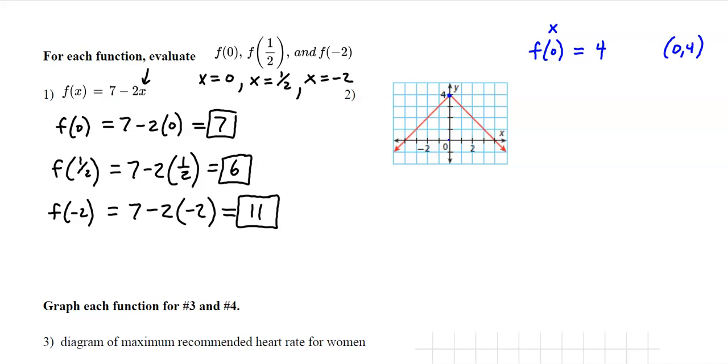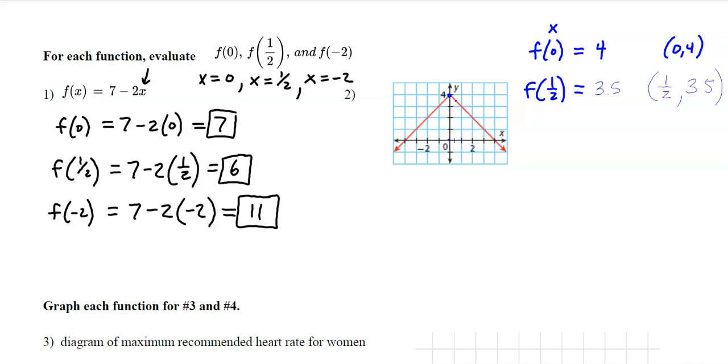Now, if they say f of 1/2, well, when x is 1/2, what is y? And I kind of got a guesstimate on this one. If x is 1/2, then y looks like it's somewhere around right in there. So maybe 3.5. So I think when x is 1/2, y would be about 3.5.